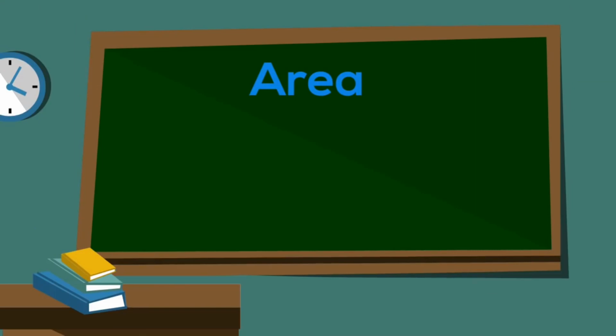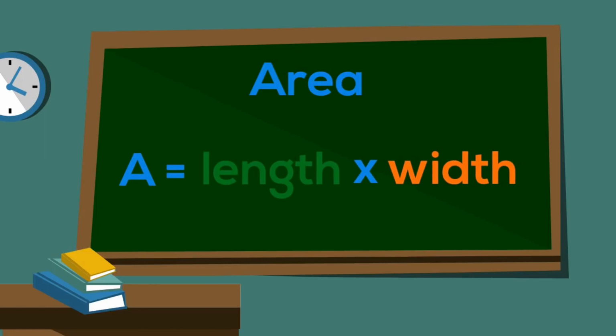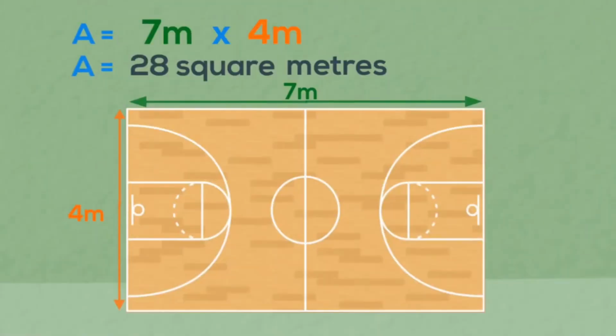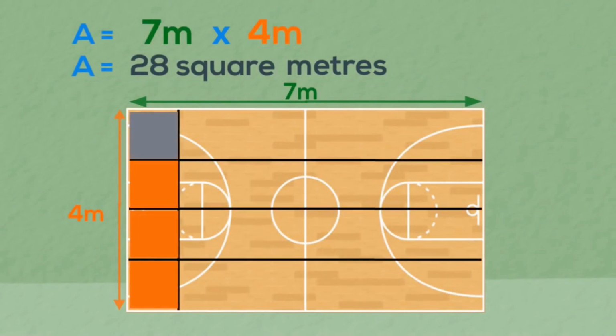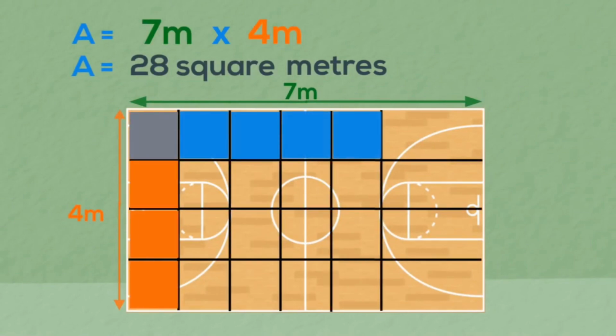So, now we know the rule. Area equals length times width. But let's go back to our last example to see why this works. We know that we have 4 rows, each with 7 squares. 7 times 4. We can see that 28 squares fit perfectly over the area. So, the area is 28 square metres, or metres squared.